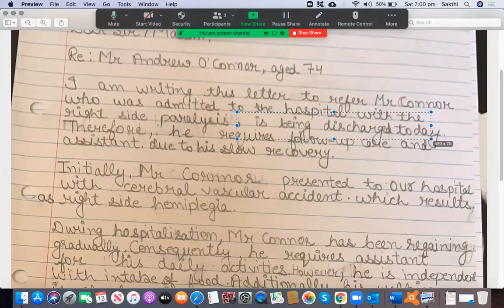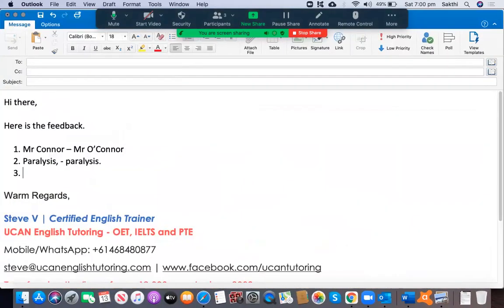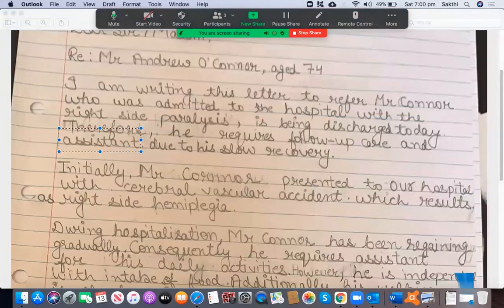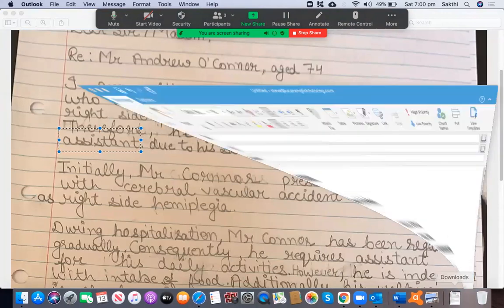So this one could have been much better. I mean, you could have written it in a new sentence. Okay, he is being discharged today and therefore he requires follow-up care and assistant. It's not assistant, it's assistance, due to his slow recovery. Okay. All right, so what you could have done is that instead of writing down is being discharged today, you could have written it in a separate sentence. He is being discharged today and requires, and then you can write down whatever you want to write down, okay? And requires follow-up care and assistance due to slow recovery.